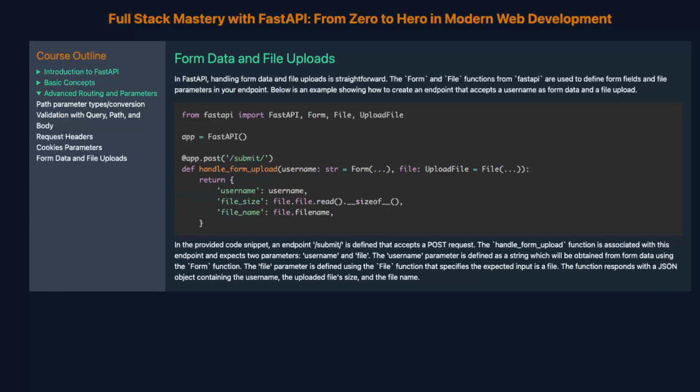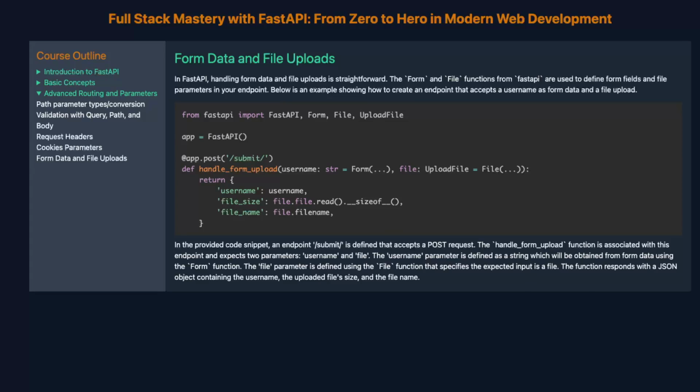Form data and file uploads. In FastAPI, handling form data and file uploads is straightforward. The Form and File functions from FastAPI are used to define form fields and file parameters in your endpoint. Below is an example showing how to create an endpoint that accepts a username as form data and a file upload. In the provided code snippet, an endpoint /submit/ is defined that accepts a POST request. The handle_form_upload function is associated with this endpoint and expects two parameters, username and file. The username parameter is defined as a string which will be obtained from form data using the Form function.